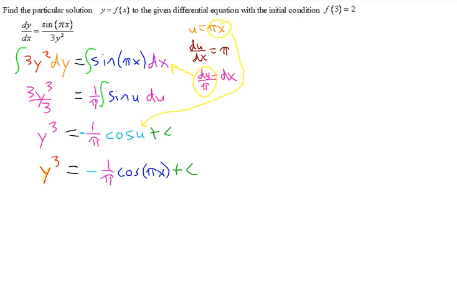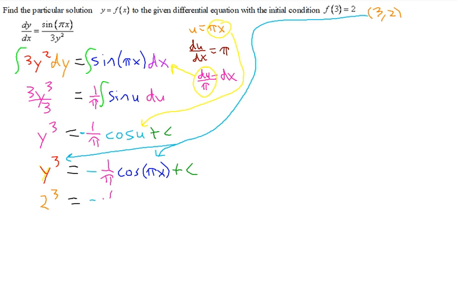And now we've integrated both sides. Now we can use our initial condition, which in this case is 3, 2, to help us solve for that constant c. So plug those in for x and y. So for y, we've got 2. So that would be 2 cubed equals negative 1 over pi times the cosine. And here we'll put in 3 for x, so that becomes cosine of 3 pi plus c.